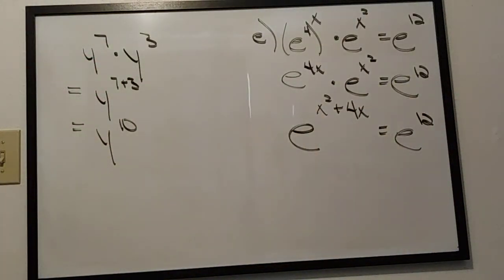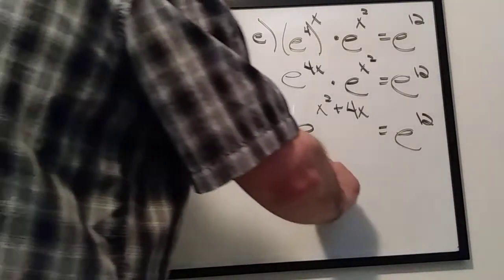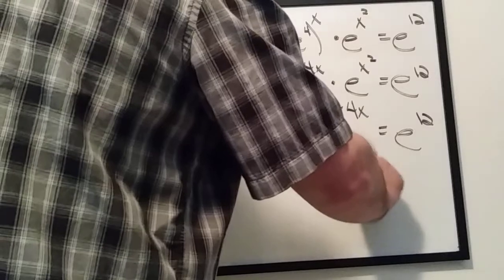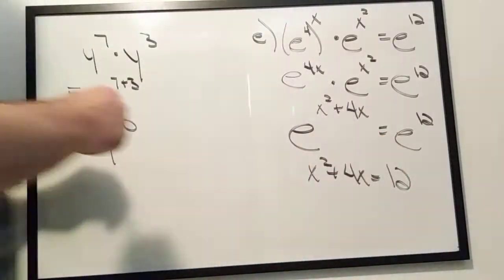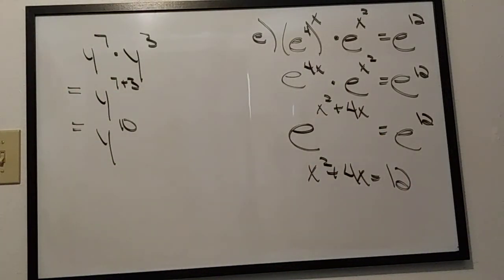Well, now that I have this, base on the left is e, base on the right is e, and again, I only have one copy of e on both the left and the right. So the property from the top of the page now does apply. So e to a power equaling e to a power, the only way that that can be true is if the exponents are equal. So x squared plus 4x from the left-hand side is equal to 12 on the right-hand side. Once again, that's a quadratic equation, and I'm going to see if the zero factor property will help me.